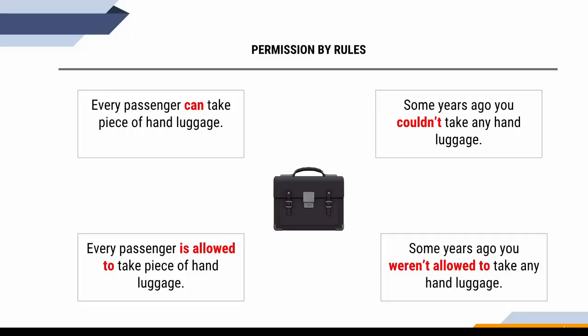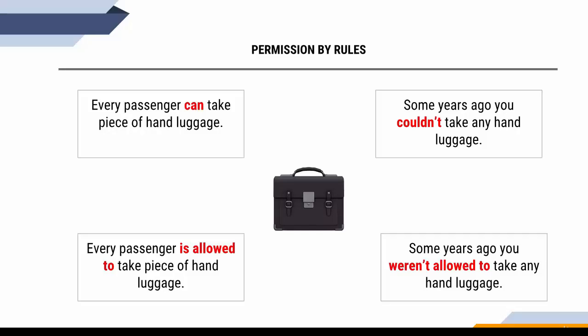Something else which is new as a structure for you. When there is a rule and you require permission because of the rule, here your options are can or be able to. Let's see what this is in practice. Every passenger can take a piece of hand luggage, permitted by the plane rules. Every passenger is allowed to take a piece of hand luggage. Is allowed to is the same as can, when you speak about a general permission according to a rule in the present.